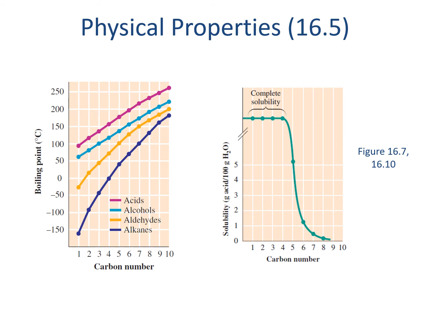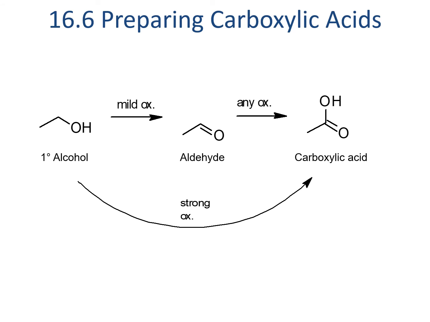We already know how to make carboxylic acids. They are the products of oxidations of aldehydes or strong oxidations of primary alcohols. So the reactions here aren't new. They're covered in 14a and in 15b.